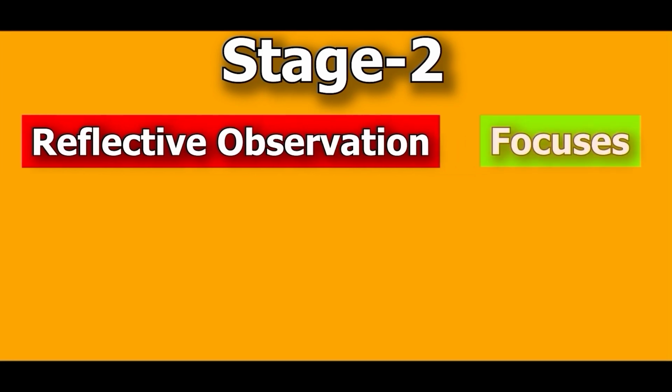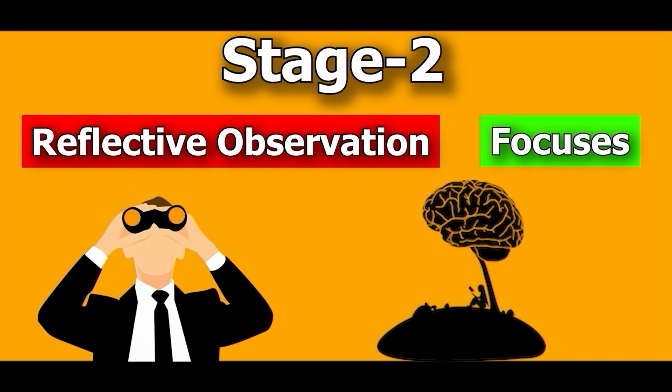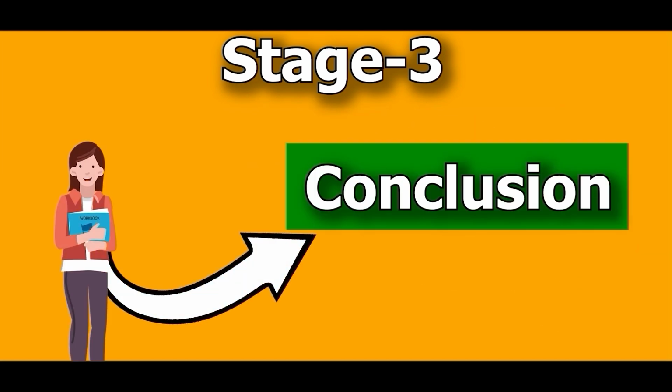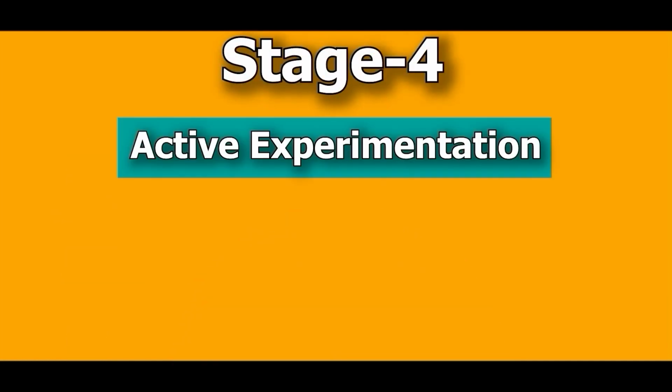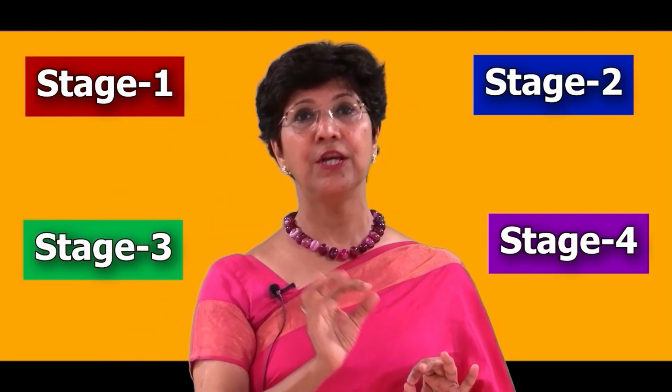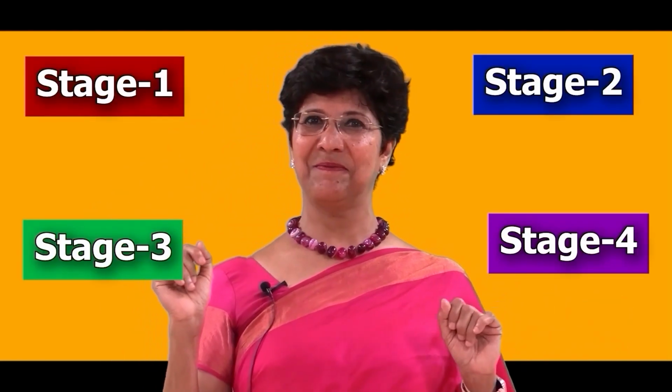Reflective observation focuses on observing and perceiving. Stage 3 is abstract conceptualization. In this stage, the learner gathers and analyzes the information and draws conclusions. Stage 4 is active experimentation. This is the final stage where the learner applies what he has learned. The learner can enter a learning cycle at any stage, but must go through all the 4 stages to complete his learning cycle.